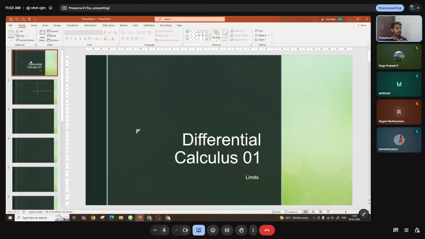There are many limiting techniques. One is by standard formulas: sin f of x by f of x, tan f of x by f of x, e power f of x minus 1 by f of x, log of 1 plus f of x by f of x, right? All this we have seen yesterday, and we can also evaluate limits using L'Hopital rule, right? So, evaluation of limits using standard formulas and L'Hopital rule.